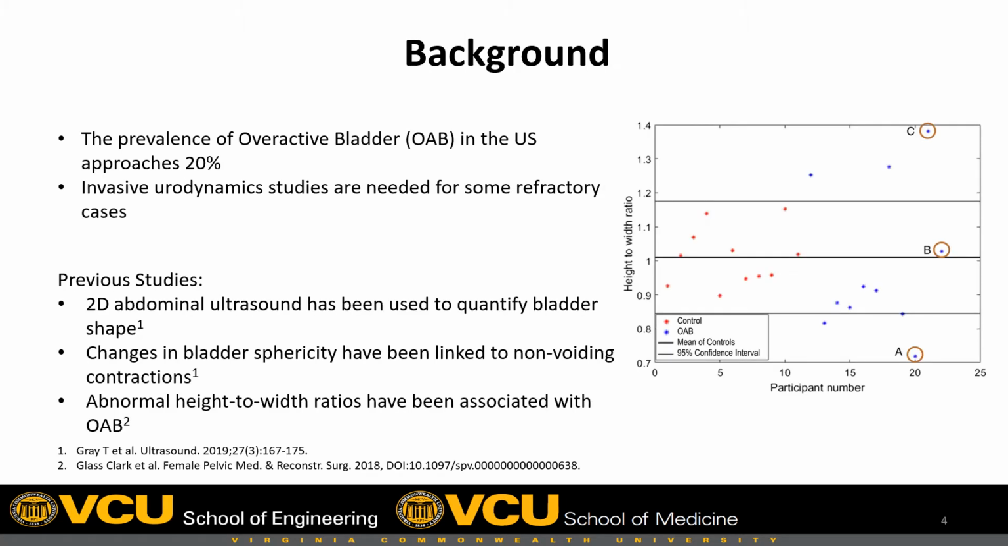The prevalence of overactive bladder in the US approaches around 20%, and invasive urodynamic studies are needed for some refractory cases, which are uncomfortable and stressful. One previous study used 2D abdominal ultrasound to quantify bladder shape and found the changes in bladder sphericity have linked to non-voiding contractions. Our group also found abnormal height-to-waist ratios have association with overactive bladder.